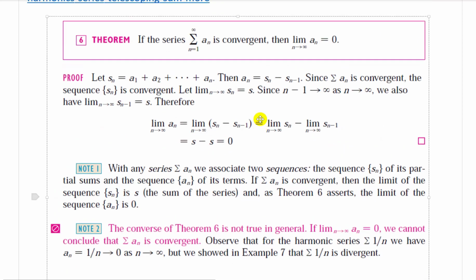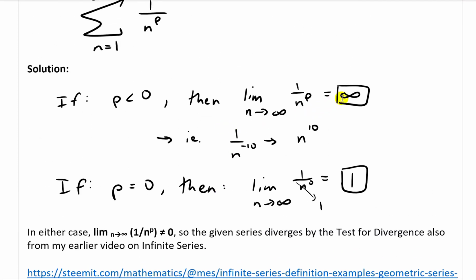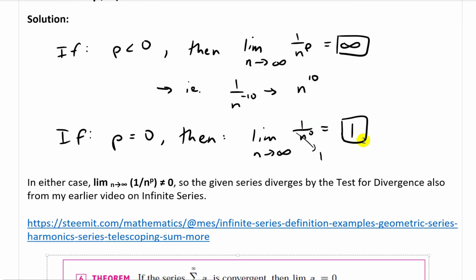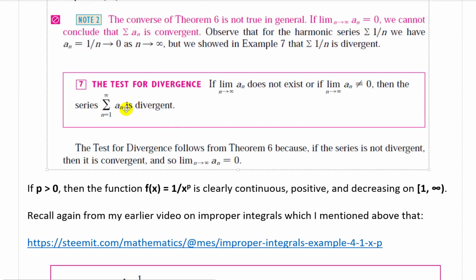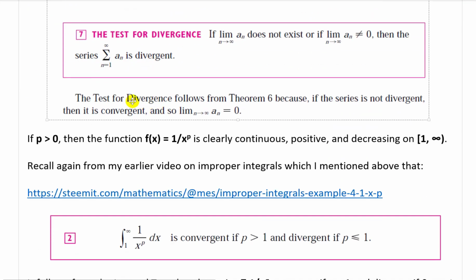So this is exactly what we have here. This one doesn't exist, it goes to infinity, and this one equals 1. So by the test for divergence, that series is divergent. The test for divergence follows from Theorem 6, because if the series is not divergent, then it is convergent, and so the limit as n approaches infinity of an equals 0.